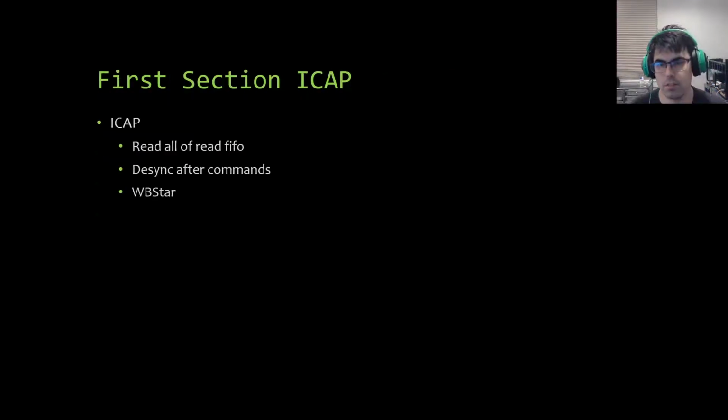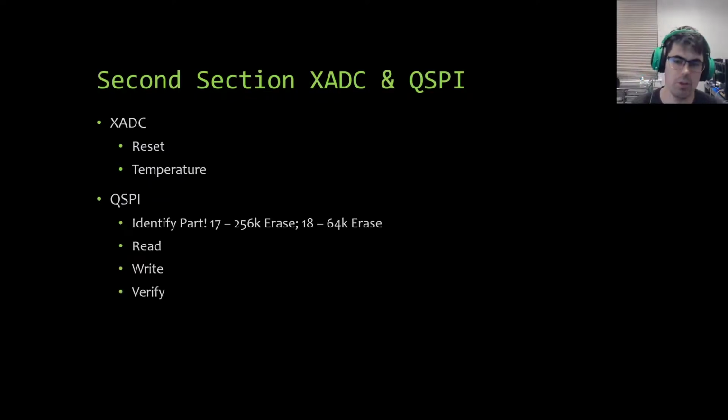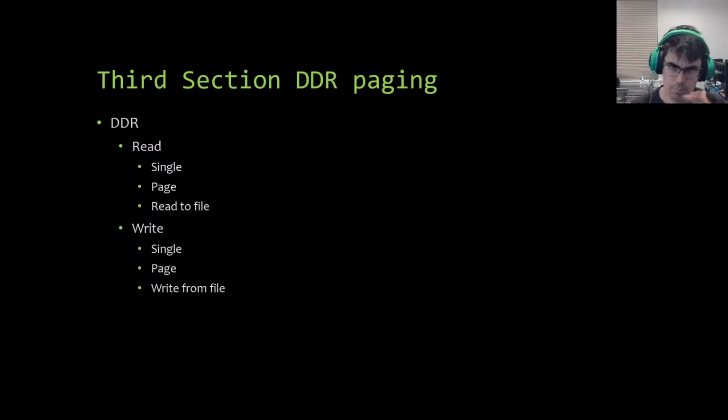Okay, what's next? In the first video, we did ICAP, we read the ID code, and we performed a warm boot. In the second video, we reset the XADC, which you have to do when you do dynamic partial reconfiguration. Temperature's going good. We have the QSPI. My devices have two different parts with different array sizes. We just did a little bit of verification. We haven't implemented a full read and write yet in our new Python API, but that's in the steps to do. Today, we're going to talk about the DDR paging.